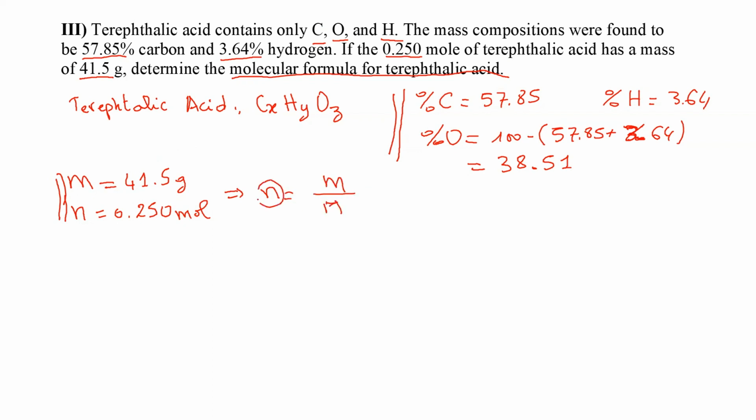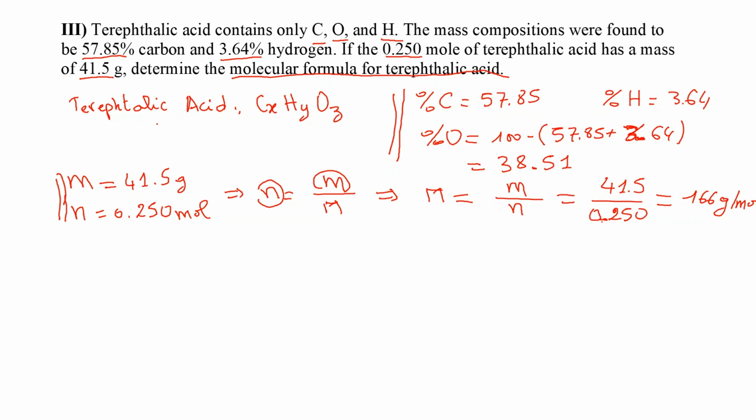So we know the number of mole, we know the mass, we can deduce the molar mass of terephthalic acid, which will be equal to the mass divided by the number of mole, meaning 41.5 divided by 0.250. We have 3 significant figures, so the result should have 3 significant figures. And if you calculate it, you have the molar mass, which is equal to 166 grams per mole. So this is one piece of information we can directly extract from the problem.